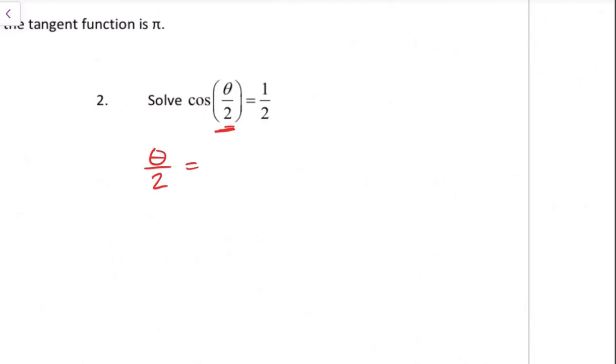Now I know that cosine is positive in the first and the fourth quadrants, and cosine is a half at my pi over 3s. So in the first quadrant, that would be pi over 3, and I want to add in my period multiple of 2n pi. And I also know that cosine is equal to a half in the fourth quadrant at 5 pi over 3, and then add in my period multiple of 2n pi.